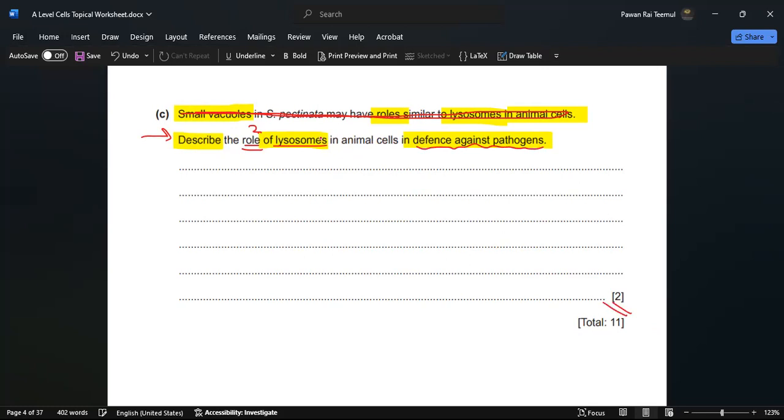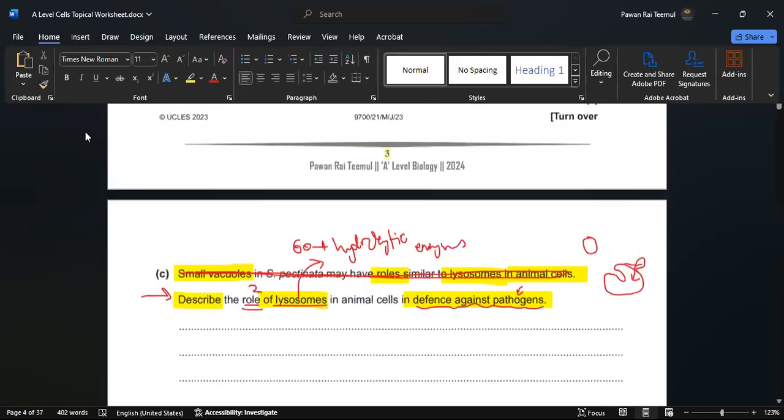It's just 2 marks. Lysosomes just contain hydrolytic enzymes, about 60 plus hydrolytic enzymes stored in that single membrane bound organelle. Here it's talking specifically about defense against pathogens. What happens is that after a macrophage has ingested or engulfed a bacteria, for example, or any other pathogen, the lysosome will come and fuse with this phagocytic vacuole, and hence release the hydrolytic enzymes, causing digestion of the pathogen.